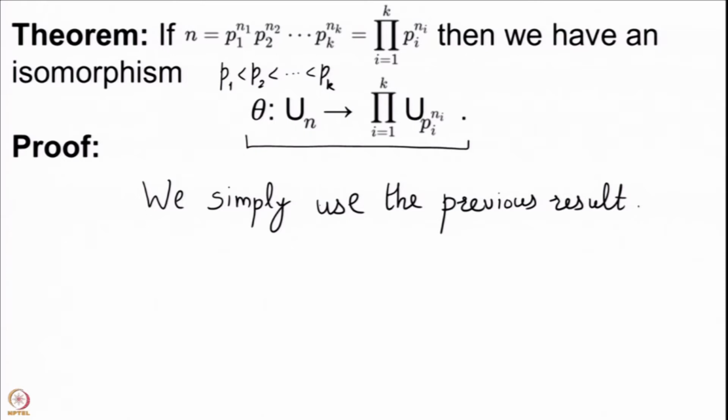So, once we have understood U of pi power ni for all primes pi, then we have understood, using this result, the structure of all Un. It is a good thing to have done it as a result, but we should also do the examples with respect to this. So, let us see some examples.